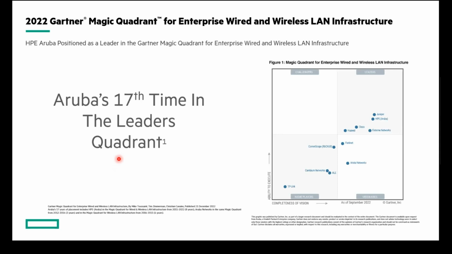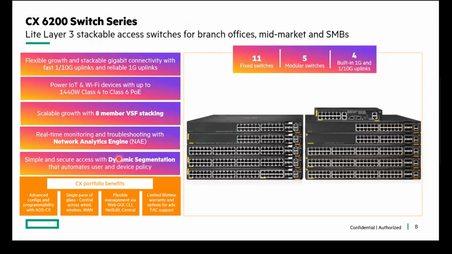On the next slide, please. Okay, and as I was saying earlier, the CX 6200 switch series is a light layer 3 access switch series. These are stackable switches that come in fixed and modular options that are designed to scale in port density and PoE power, connecting high-performance devices at the campus and branch access edge. This series marks the sweet spot in the CX portfolio where performance meets enhanced capabilities like the Network Analytics Engine and dynamic segmentation, which really are some of the reasons why this is a highly appealing market offer.